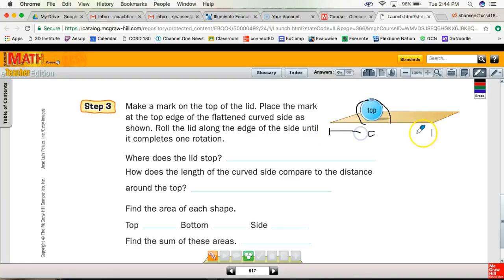If I fold it back around the circle, if that makes sense. So find the area of each shape. The top. Okay, so we're going to get into some area formulas of circles. Area formula of a circle, just as a reminder, area equals pi r squared.